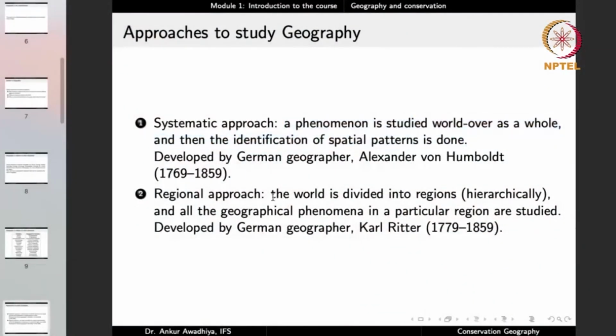Whereas in the regional approach, the world is divided into regions hierarchically, and all the geographical phenomena in a particular region are studied.